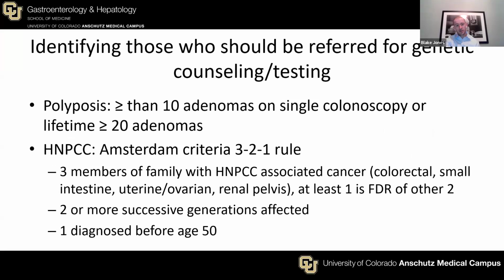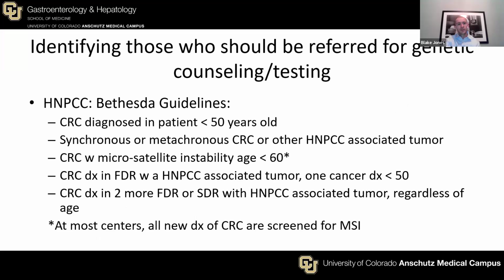So what are the specific criteria? For polyposis, any patient who has 10 or more adenomas on a single colonoscopy or a lifetime of 20 or more adenomas meets criteria for genetic testing for FAP. And then for Lynch syndrome, there's the Amsterdam criteria and the revised Bethesda guidelines. The Amsterdam criteria follow the 3-2-1 rule. So a patient who has 3 members of a family with a Lynch-associated cancer, at least one has to be a first-degree relative of the other 2. And then there have to be 2 or more successive generations affected, and one family member has to have been diagnosed with that cancer under the age of 50. So those patients will meet criteria for germline genetic testing, and Medicare and most insurance companies will pay for it. The revised Bethesda guidelines are also covered by Medicare and most insurance companies.